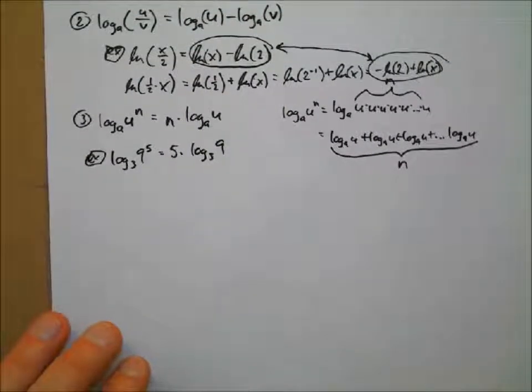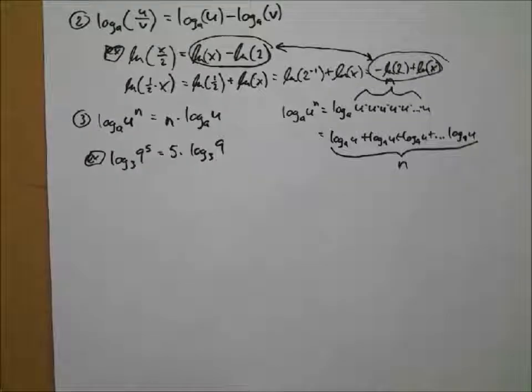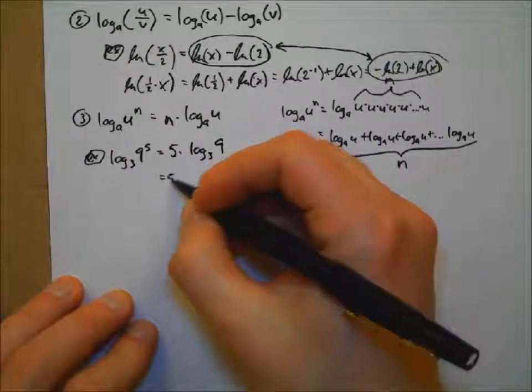Okay? What's log base 3 of 9? 2, right? 3 to what power gives us 9? 2. So it's going to be 5 times 2 here. So just 10 is our final answer.